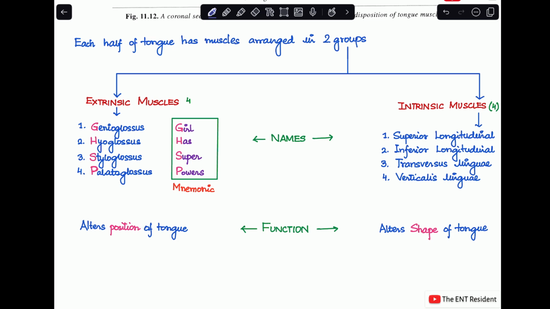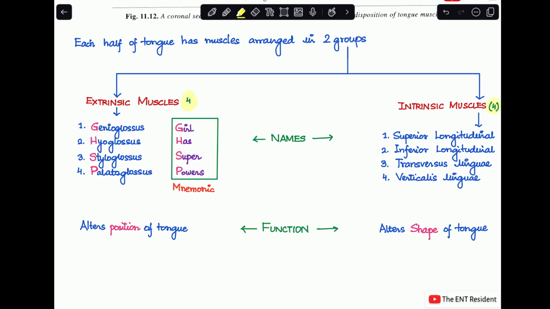Whereas the second group is called the intrinsic muscles. The word intrinsic means inside, which means these are all the muscles which are inside of the tongue and do not get attached to any structure that is outside of the tongue. So these are the two groups, extrinsic muscles and intrinsic muscles. And if you had to remember how many there are, there are four extrinsic muscles and four intrinsic muscles. So this is very easy to remember.